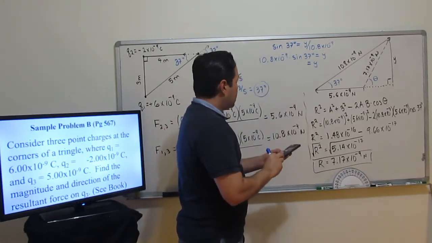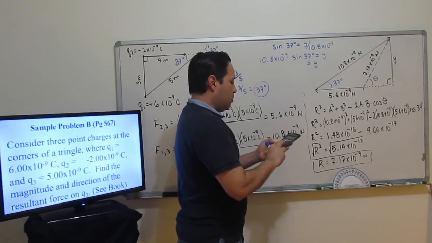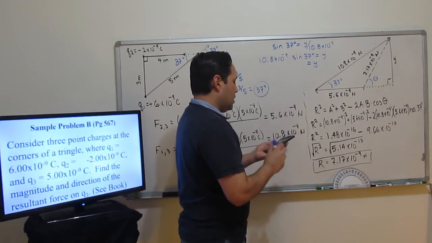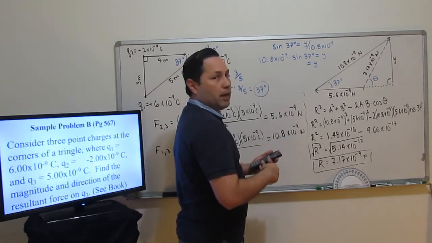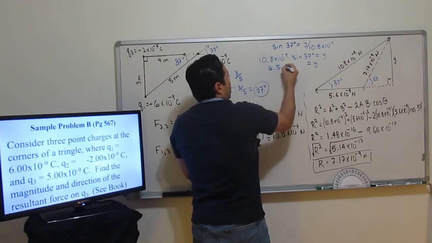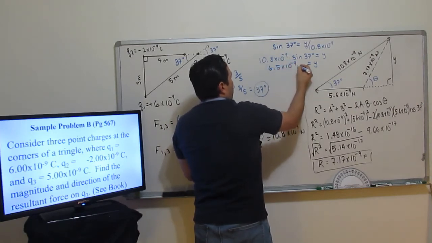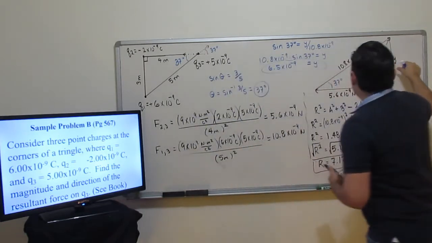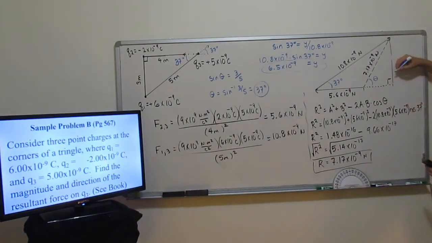So let's see, sine of 37 multiplied times 10.8 times 10 to the negative 9 gives me 6.5 times 10 to the negative 9. Alright, so that's our answer for y right here. That's how long that side is: 6.5 times 10 to the negative 9.